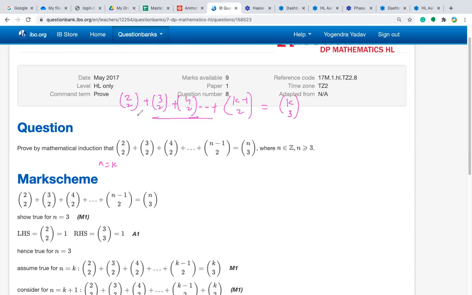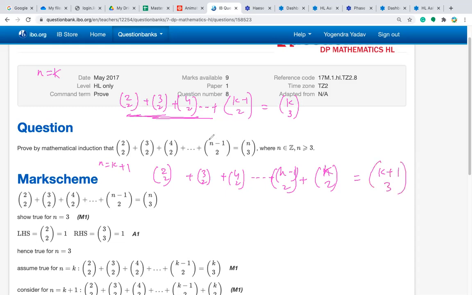Now up till here we have the assumption that n equals k. What I have to prove is n equals k plus 1. So according to that, I should get 2c2 plus 3c2 plus 4c2 and dot dot dot n minus 1c2, that's this term here, plus the next term will be nc2, and that must be kc2 here, so that must be equal to k plus 1 c3. So I just found out the k plus 1 term, which is kc2.